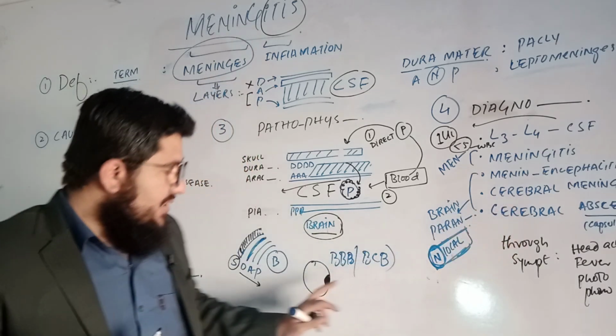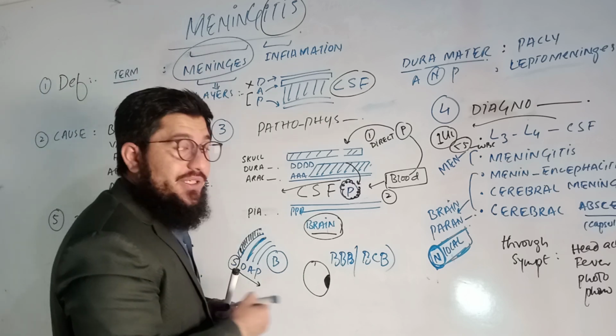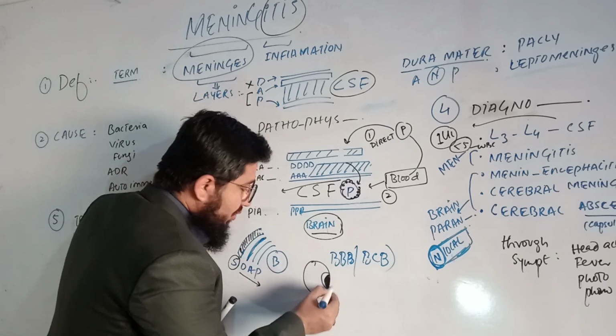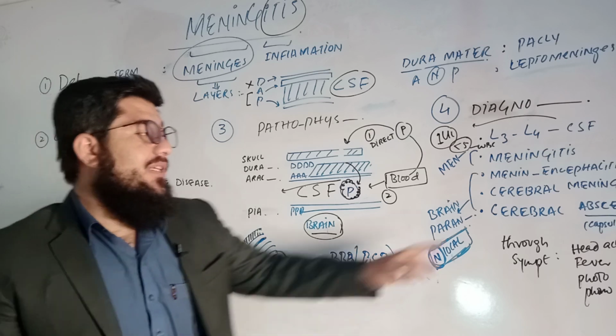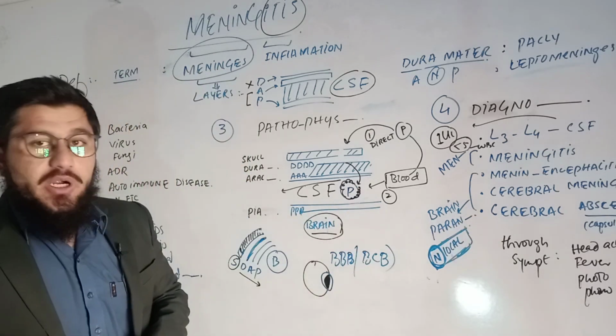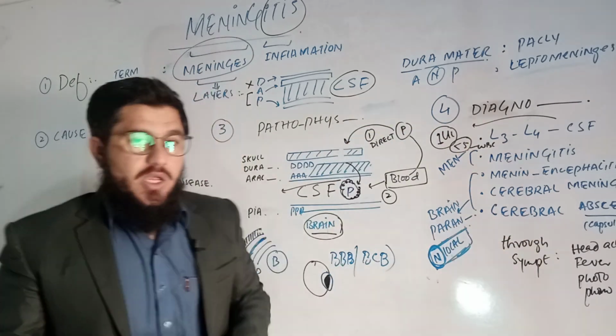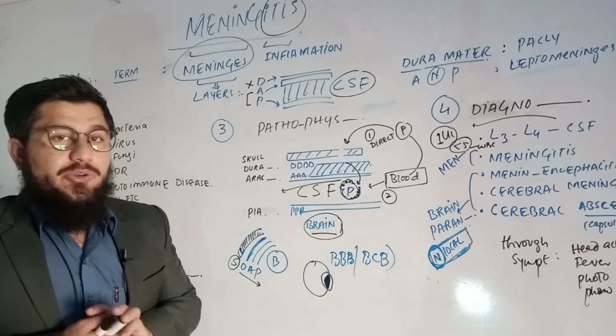And if the same type of inflammation is there, but it is encapsulated, there is a capsule over this, then we call this a cerebral abscess. I hope you got the understanding of these terms. So in short, what we got in the diagnosis step, now I'm talking about this step in a nutshell. So what is in the diagnosis?